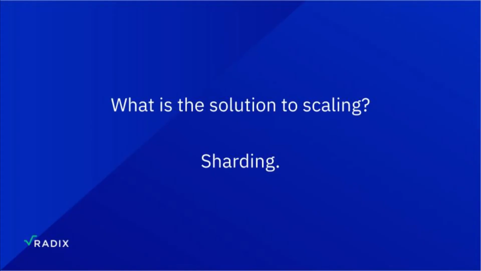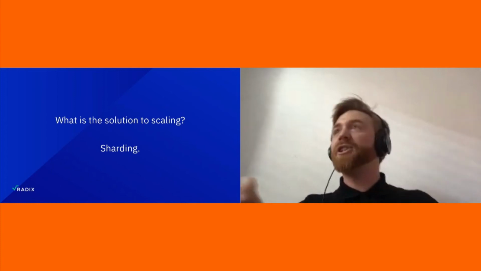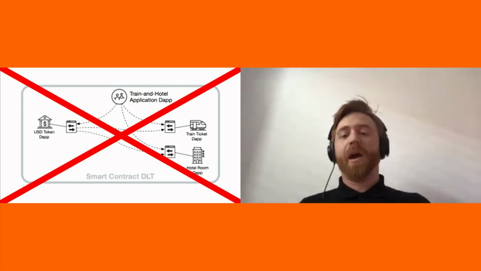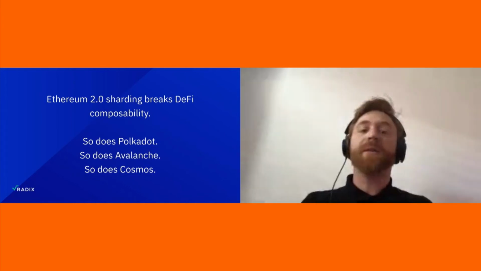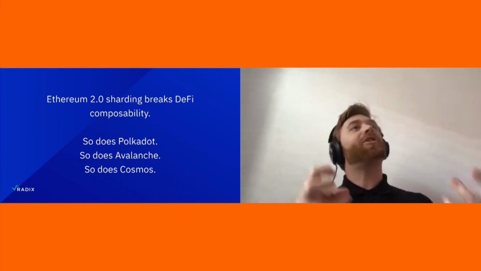But the problem is that every single public ledger has come along and gone, right, we're going to solve this with sharding. We're going to cut the blockchain up into lots of different subchains or subnets, and we're going to let applications be on lots of different shards to increase the throughput. But then it breaks composability. And this is true for Ethereum 2.0, which is going to break DeFi composability. It's true for Polkadot, it's true for Avalanche, it's true for Cosmos.